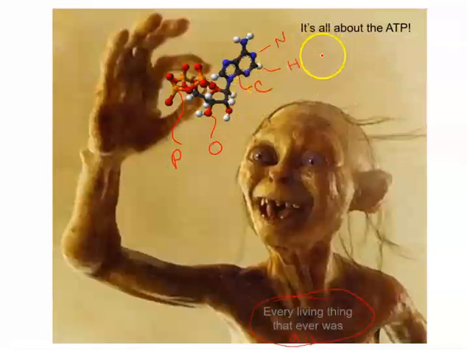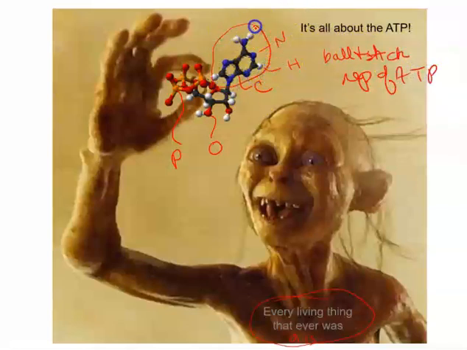And what you're looking at here is a ball and stick representation of ATP. This would be your adenine ring. Here's your ribose sugar, and this would be your triphosphate here.